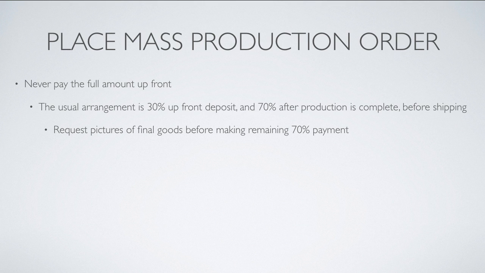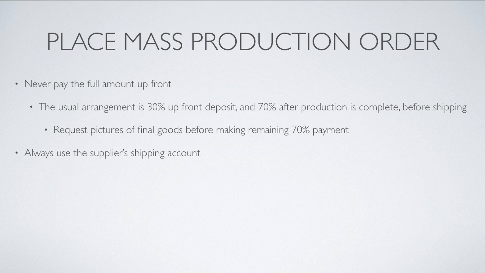Number one, request different angles of one product that they've produced. Out of, let's say, the 500, just take one product and have different angles, pictures of that product. Secondly, have the whole batch, have an image or request a picture of the entire batch of products, the entire batch of inventory before making that remaining 70% payment.